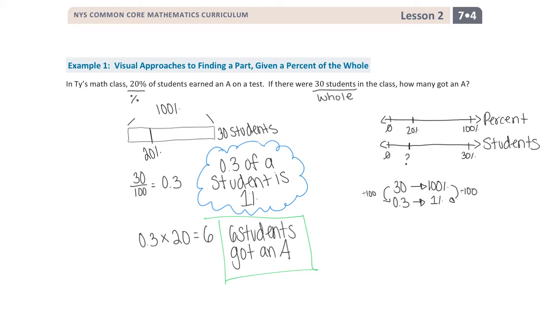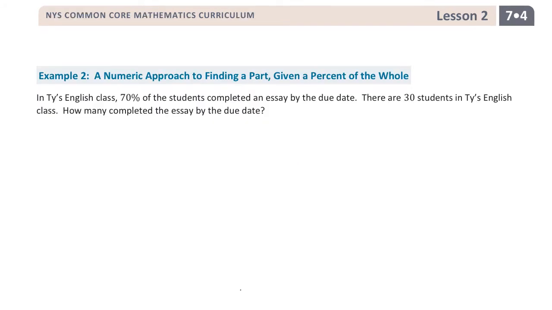Now that I have the 1%, I need to figure out the 20%. So again, I'm going to multiply my 1% times 20, because 1 times 20 is going to give us our 20%. And now what I do to this side, I need to do to the other side. So I'm going to multiply 20 times 3/10, and that is going to give me 6. Showing again that 6 students got an A on the test. Let's move on to the next page for example 2.